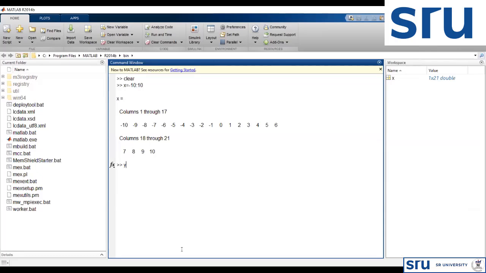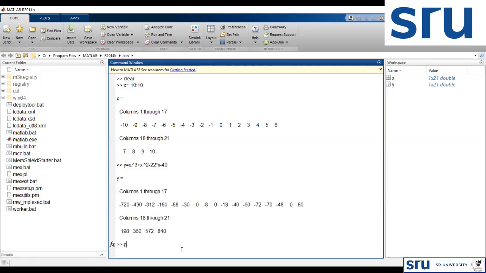So for better understanding, your doubt will be clear. x cube plus x square minus 22 x plus 40, so this is our y function. Now you have to plot it. Plot x comma y.